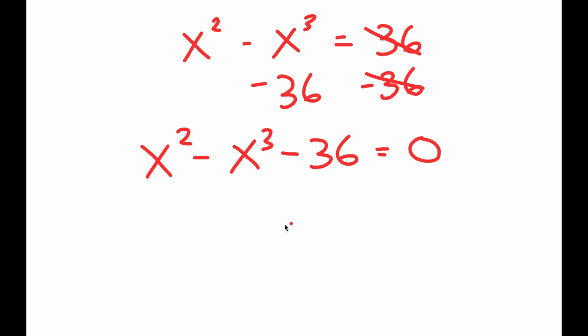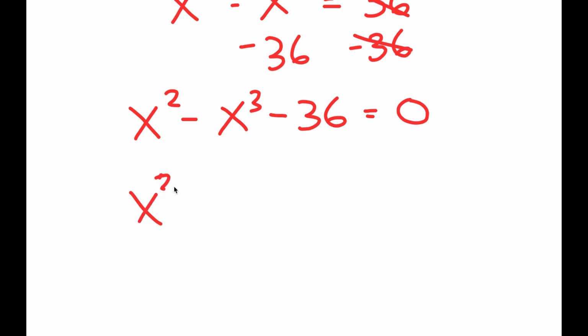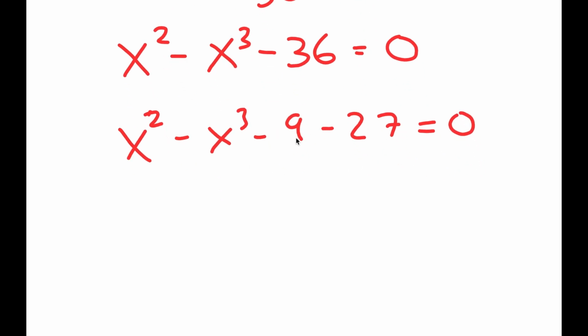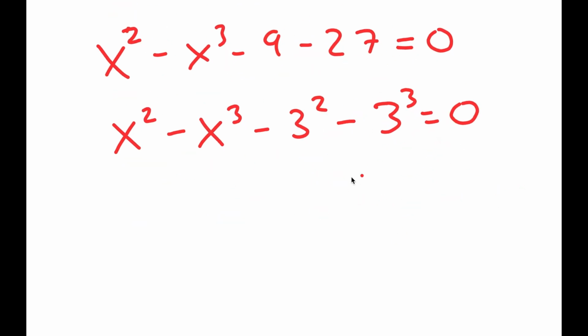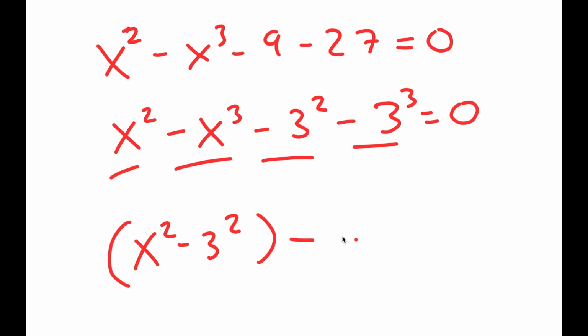Now I'm going to rewrite 36 as negative 9 minus 27. And the reason I'm doing this is because 9 is the same thing as 3 squared, and 27 is the same thing as 3 to the power of 3. So I'm going to group together x to the power of 3 and 3 to the power of 3, and x to the power of 2 and 3 to the power of 2. So I get x squared minus 3 squared minus x to the power of 3 plus 3 to the power of 3.